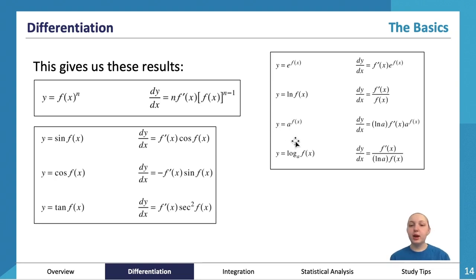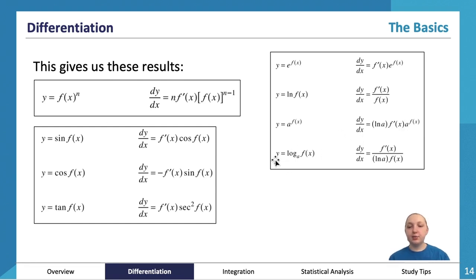But yeah, so if we've got y equals a to the f(x), very similar principle. We have our ln of a, so whatever our base is, ln of that, multiply it by the differential of f(x), so f dash x, and then multiply it by our same a to the f(x). Okay, so really similar to the base form.